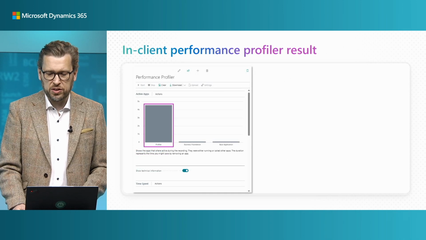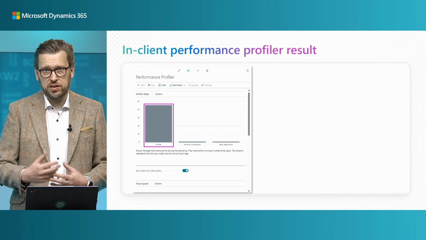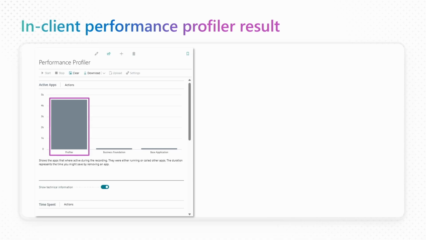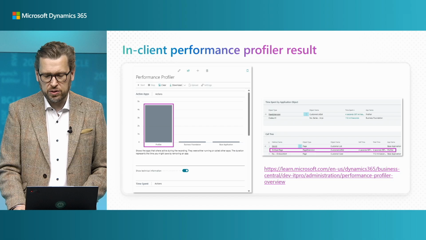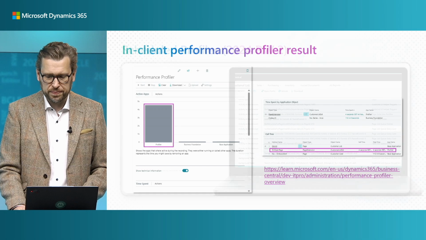And then once you stop the interactive recording, you can see the results and you can see which extensions were involved in the process, the total time spent in execution. You can identify extensions that might be slow. You also get a detailed breakdown by application objects and call tree to drill down into the final details. You can learn more in the link that you can also find below in the description.